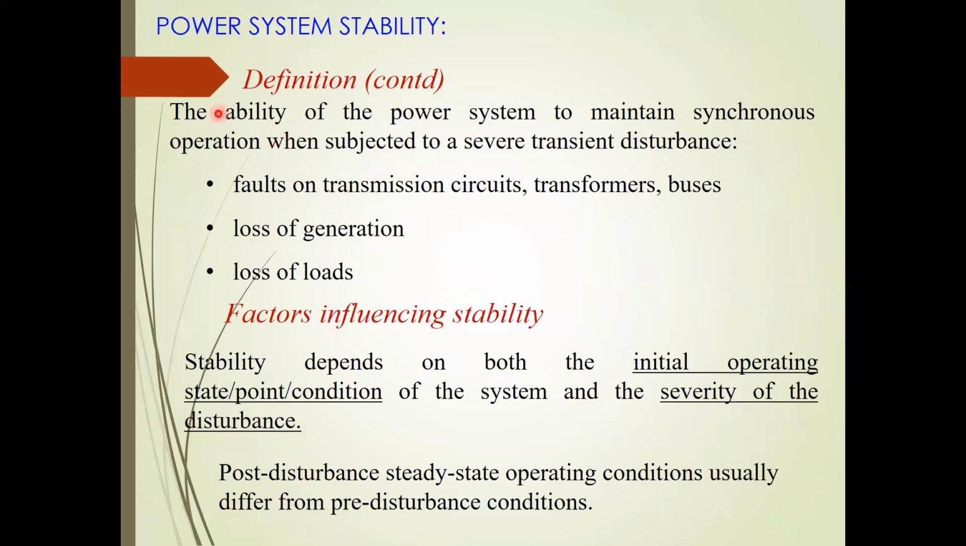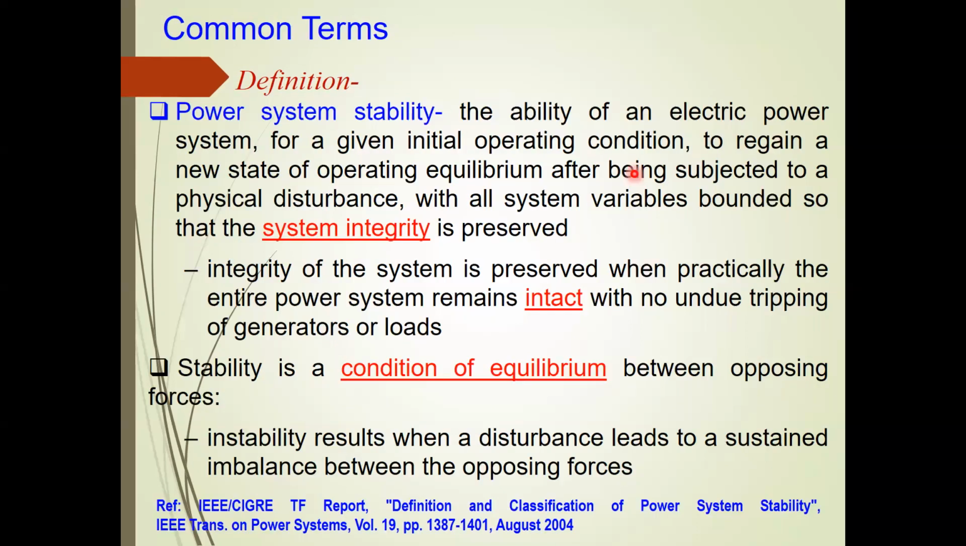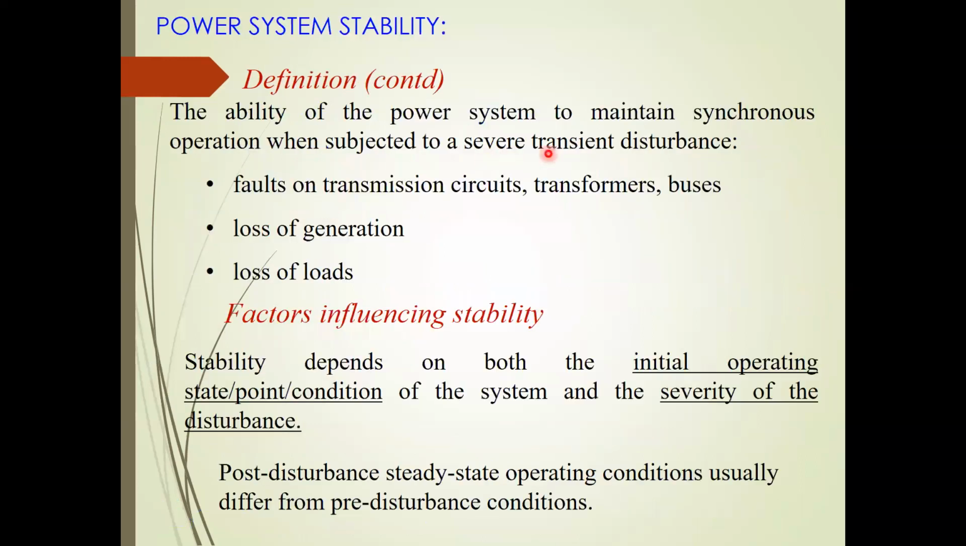So now we say the ability of the power system to remain in synchronous operation following some disturbance, as I said in the previous slide. So you are able to maintain equilibrium following the disturbance. And then what could be the disturbance? It could be severe transient disturbances, for example, here.